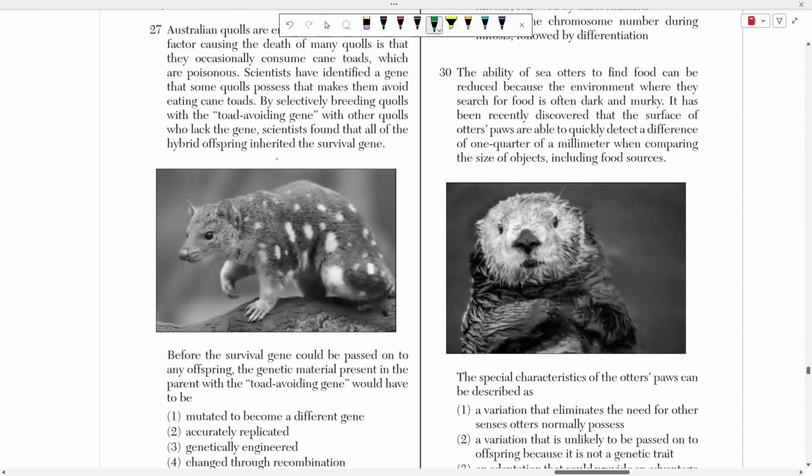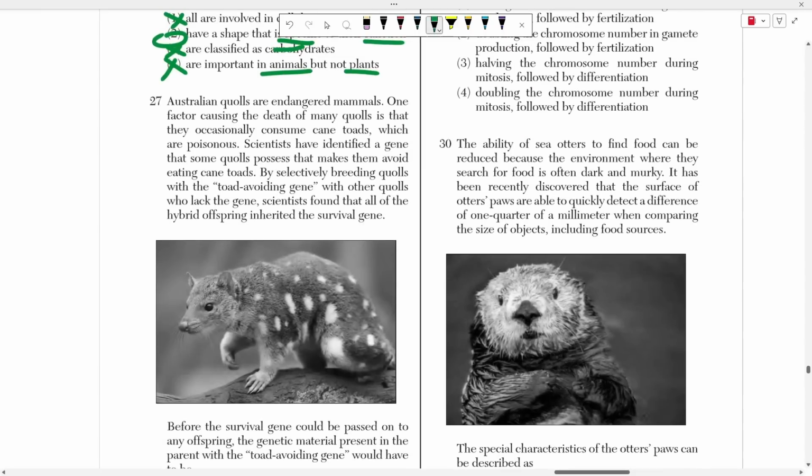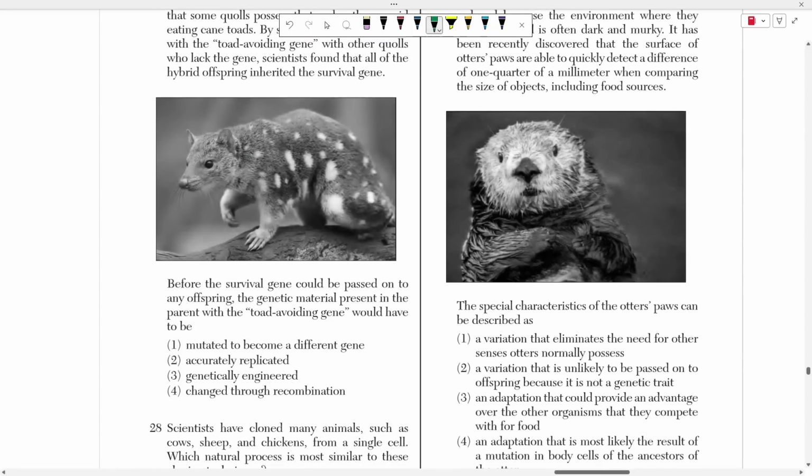They're all important. 27 said that Australian quolls are endangered mammals. One factor causing the death of many quolls is that they occasionally consume cane toads, which are poisonous. Scientists have identified a gene that some quolls possess that makes them avoid eating cane toads. By selectively breeding quolls with the toad-avoiding gene with other quolls that lack this gene, scientists found that all of the hybrid offspring inherited the surviving gene. Before the survival gene could be passed on to any offspring, the genetic material present in the parent with the toad-avoiding gene would have to be what?